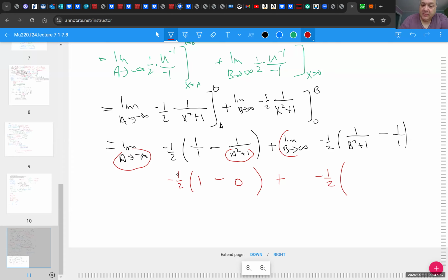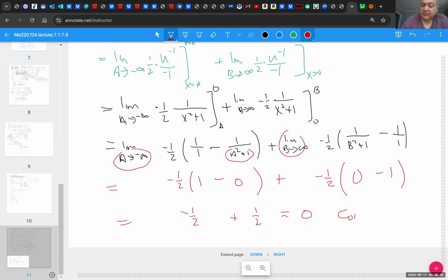B is going to infinity, and once again, you got 1 over something infinitely large. Infinity squared plus 1 is infinity. 1 over infinity is 0. And 1 over 1 is just 1. So I don't have any problem with calculating this thing. So this is definitely going to converge. Let's see what number it converges to. We get -1/2 times 1, which is -1/2. And over here, we get -1/2 times -1, which is +1/2. So -1/2 plus 1/2 is equal to 0.